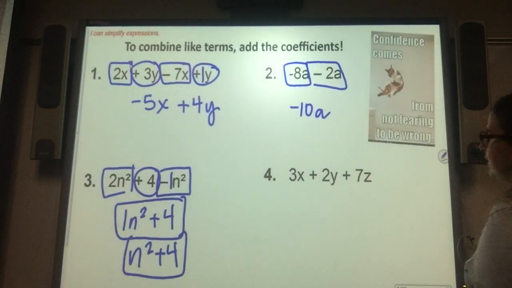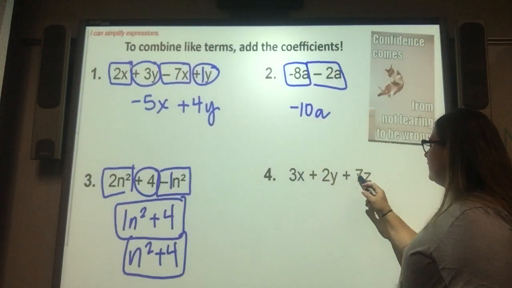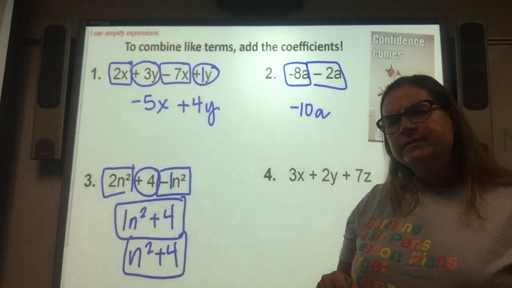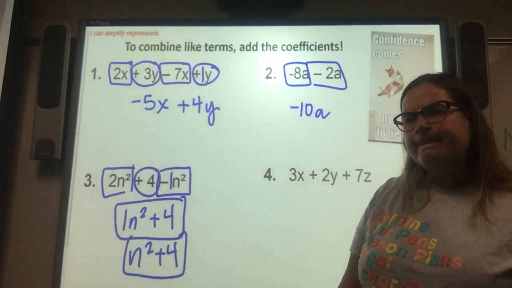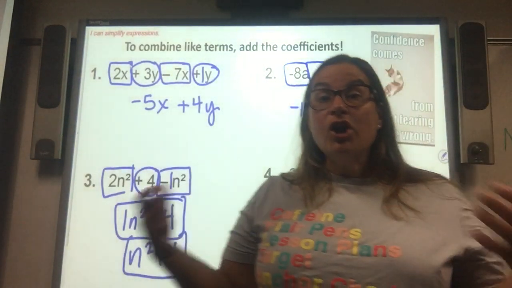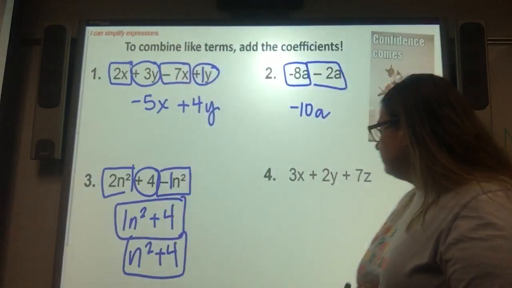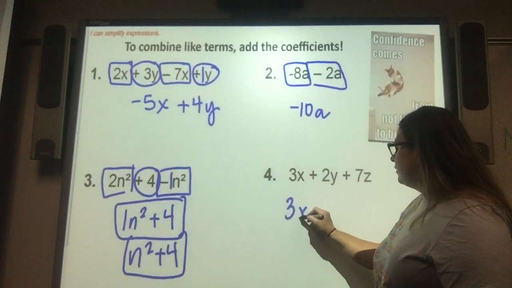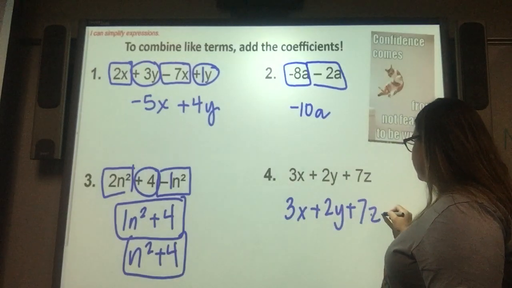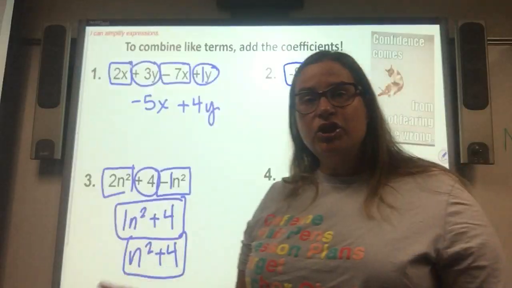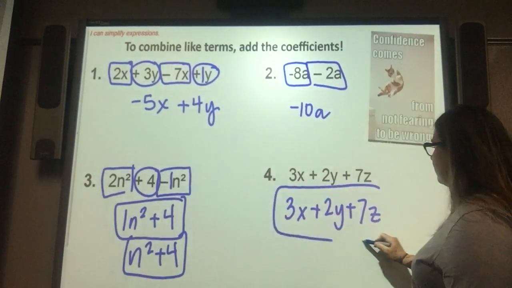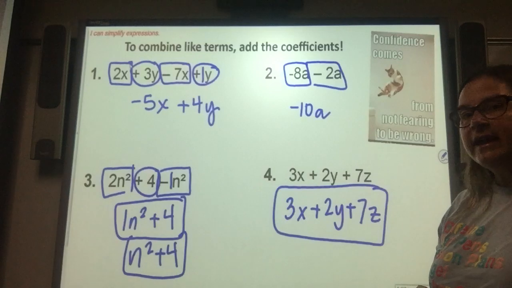Take a look at the last one. 3x plus 2y plus 7z. How is this one different than what we've seen? You're right. There are no like terms. So this one we would write 3x plus 2y plus 7z. So this is what we're doing today, focusing on combining like terms.